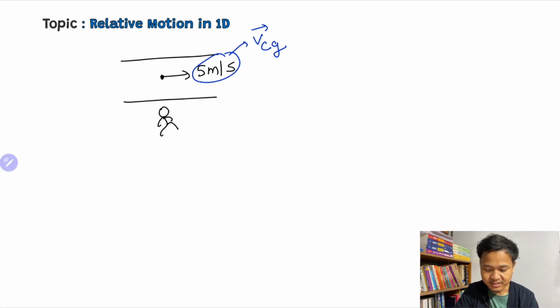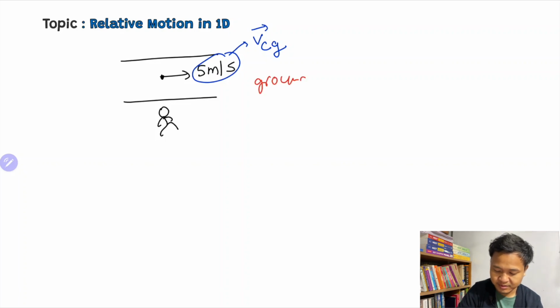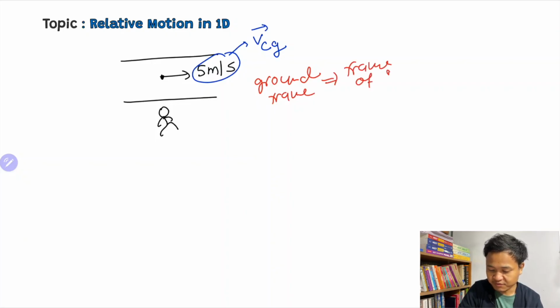Here you have a ground frame. Okay, ground frame, this is the frame of reference. So the frame from where you're observing the motion. Okay, so that is your frame of reference.